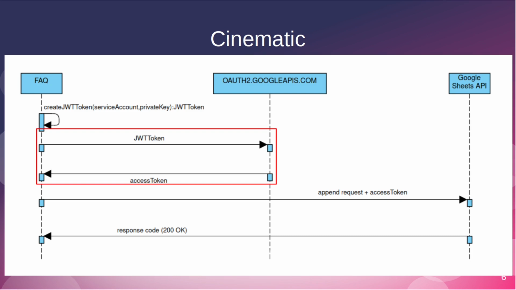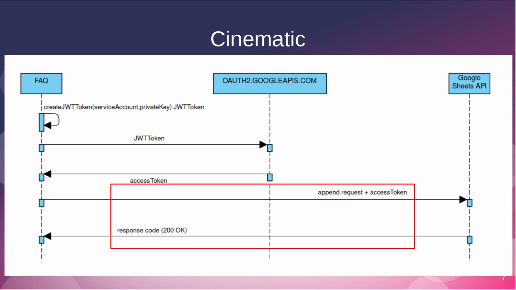Finally, this access token will be used in the headers of our call to the Google Sheets API, and the request body will contain our new row to be appended at the end of the document. It is that part. So if everything went right, the API should return HTTP code 200 OK, and the new line should be added at the end of our spreadsheet.